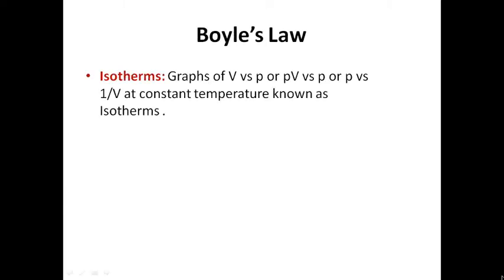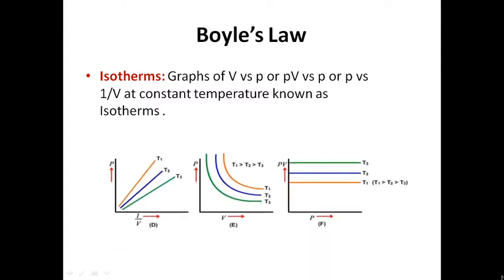Now what are isotherms? Iso means constant, therm means temperature. So these isotherms are the graphs of volume versus pressure, or P into V versus pressure, or P versus 1 upon V. That means we have three different graphs, and all these are termed as isotherms. Why? Because iso means constant and therm means temperature. So these are the graphs.